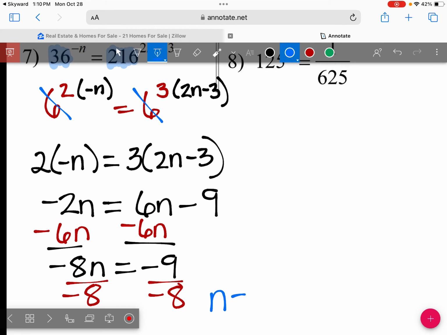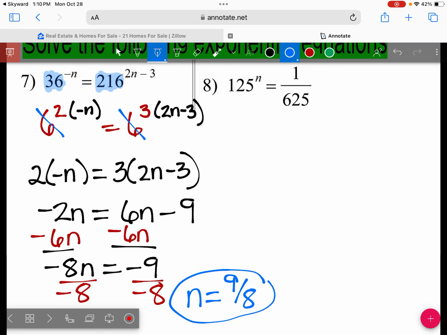All right, who got n equals positive 9 over 8? That would be your answer for number 7. Okay, you got 3 more, and then we're done. Wait, 1, 2, 4 more, including number 8. No, 3 more, including number 8. Yes. Because when you divide a negative by a negative, it becomes positive.